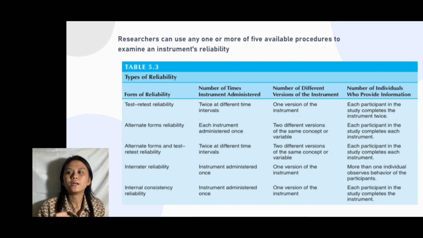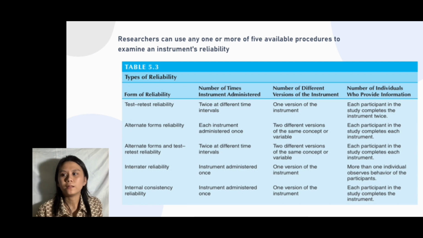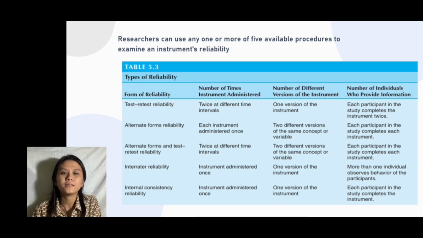The first one is the test-retest reliability, where participants complete the same instrument twice at different time intervals to assess consistency over time. The test-retest reliability procedure examines the extent to which scores from one sample are stable over time from one test to another. To determine this form of reliability, the researcher administers the test at 2 different times to the same participants at a sufficient time interval.